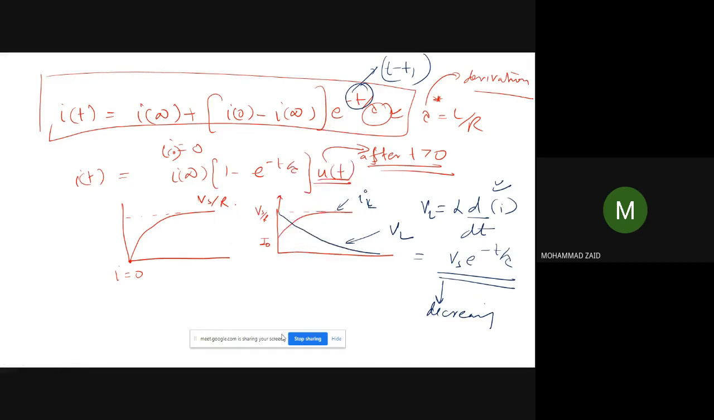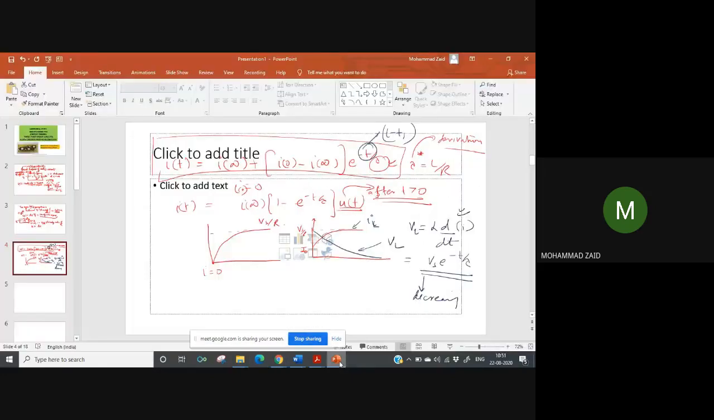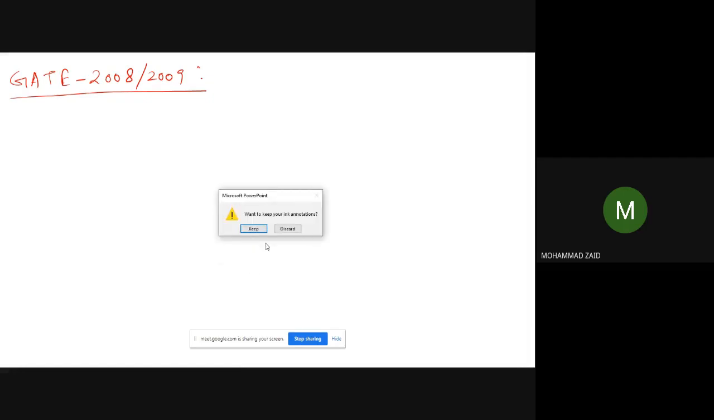Now I request everybody to have some pen and paper in your hand, because the next thing which we are going to solve is a numerical. So I am also drawing the numerical. This numerical was asked in GATE 2008 or 9. This was asked in GATE 2008 and 9.